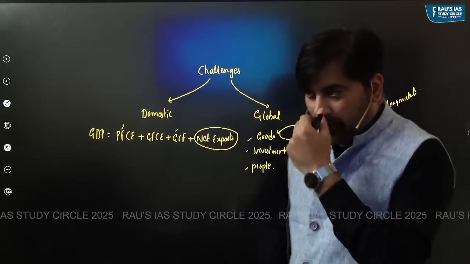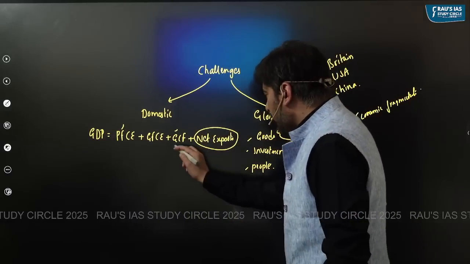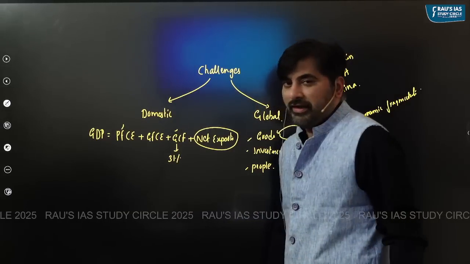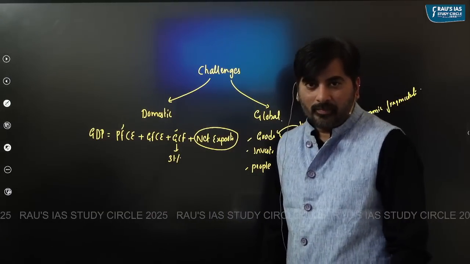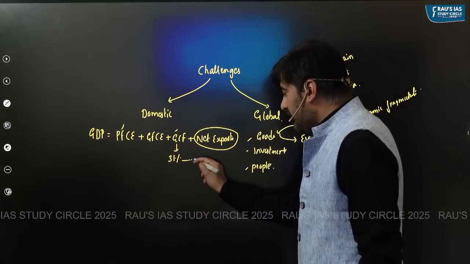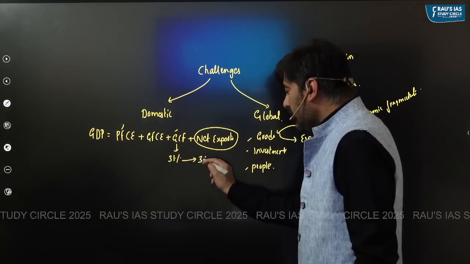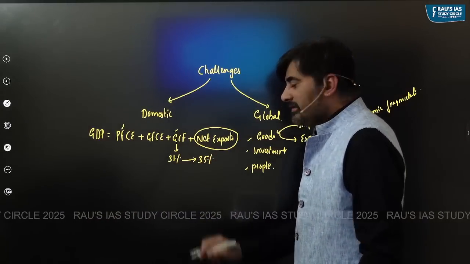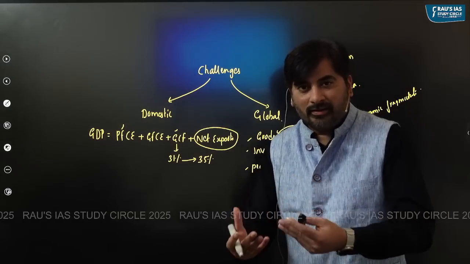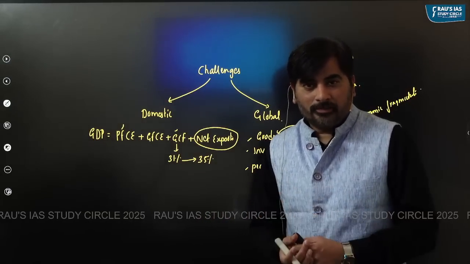So right now, if you see the gross capital formation, it is around 31% of India's GDP. And to become Viksit Bharat, the economic survey says that this gross capital formation should increase to at least 35%. But the problem is private sector investment is not coming forth.